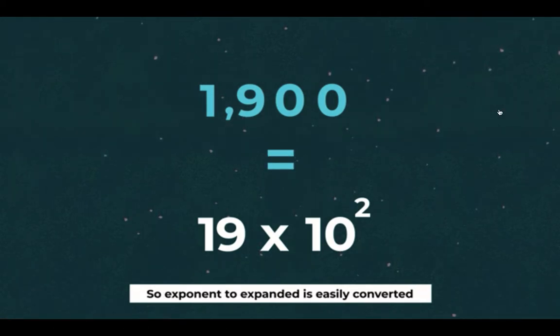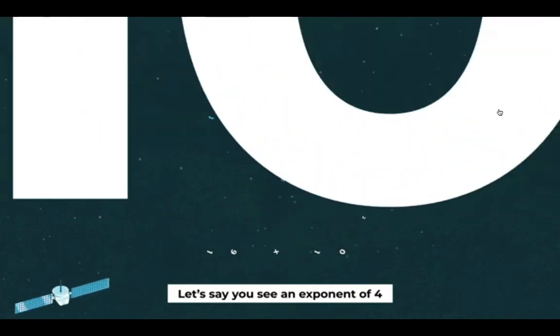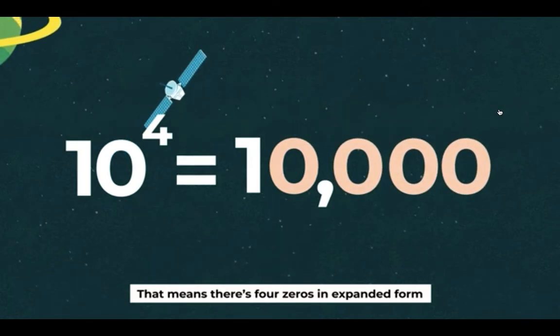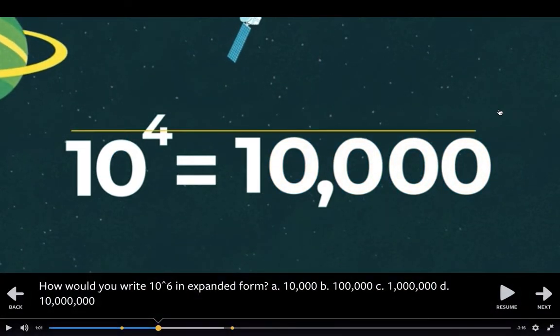Expanded form is easily converted. Let's say you see an exponent of 4. That means there are 4 zeros in expanded form. How would you write 10 to the 6th power, this means to the power of 6, in expanded form? Well, 10, and the 6 tells me 6 zeros. So which one of these answers has 6 zeros? C, 1,000,000. 1, 2, 3, 4, 5, 6, 1,000,000.